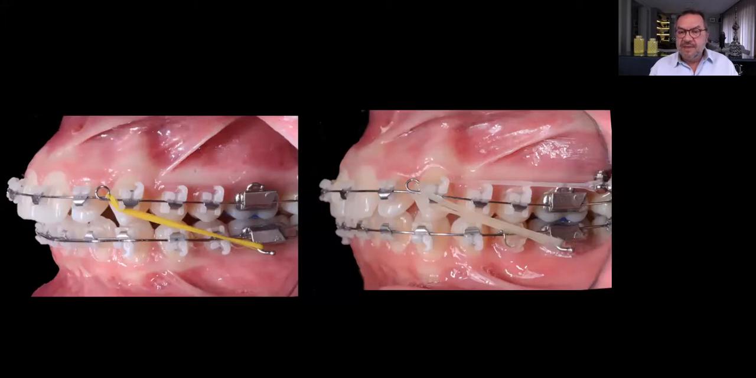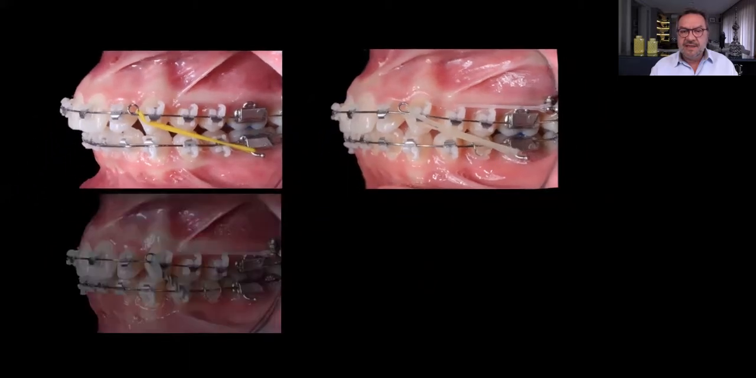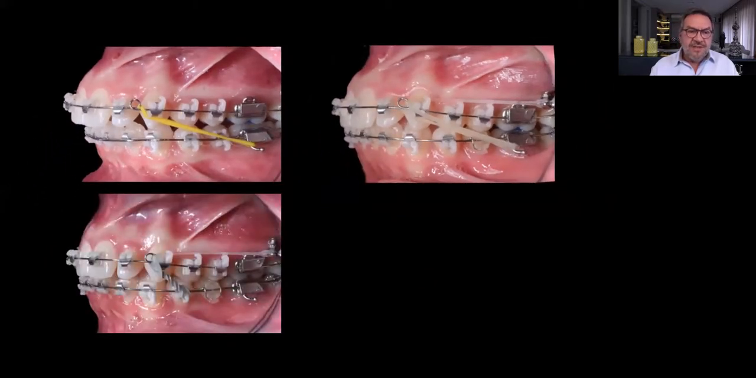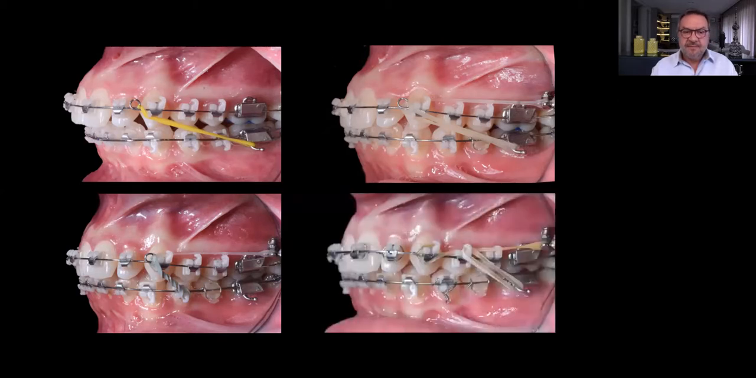And at the same time, as I told you in the slide before, a long class two elastic in this case. When the overjet and overbite were already corrected, we changed from long class two elastics to short class two elastics. The short one is 316 medium. If you buy from TP, it is the green one, or the red one is almost the same. Here, the gray, not green, the gray. Okay.